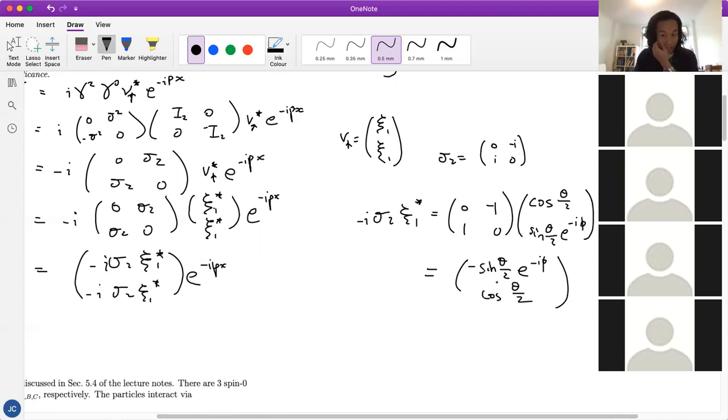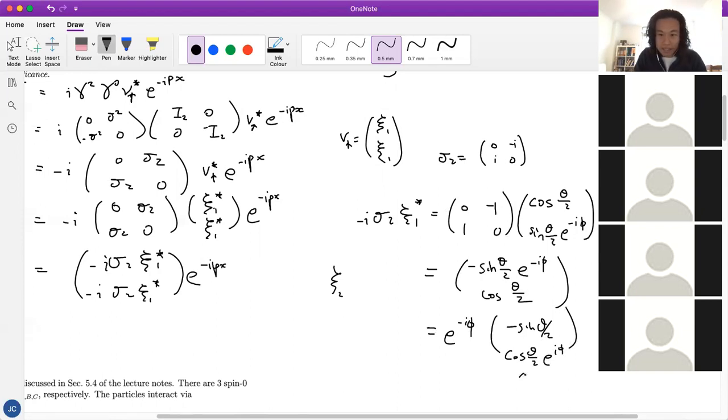And if you look at this, it looks very close to the psi2 vector, the psi2 spinor. And we can just take out a factor of e to the i phi. So if I take out e to the minus i phi at the front, then I end up with minus sine theta on 2, cos theta on 2, e to the i phi. And this thing is psi2.